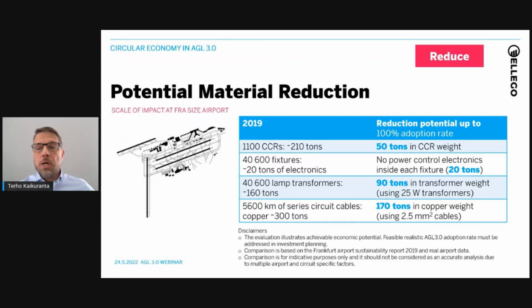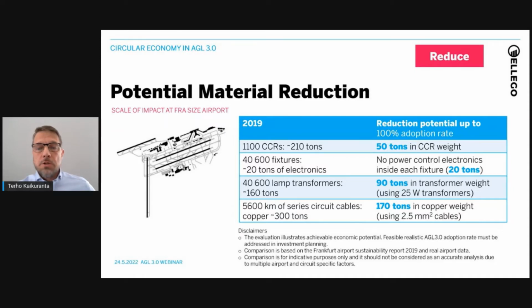20 tons of power electronics is avoided totally in fixtures. And in case smaller transformers are used, 90 tons of material can be saved from that. And the same goes for the cabling: 170 tons of copper.